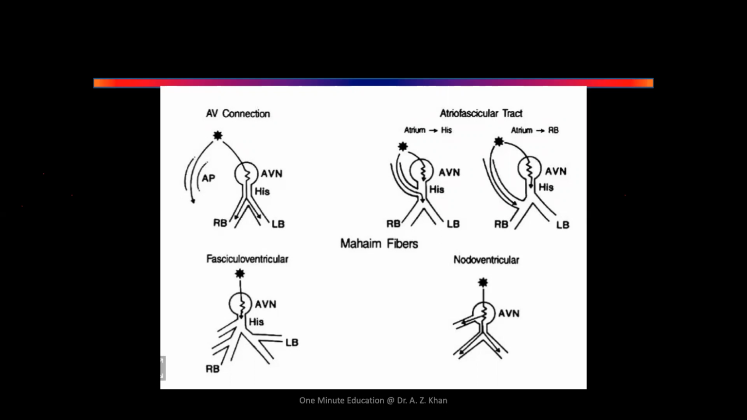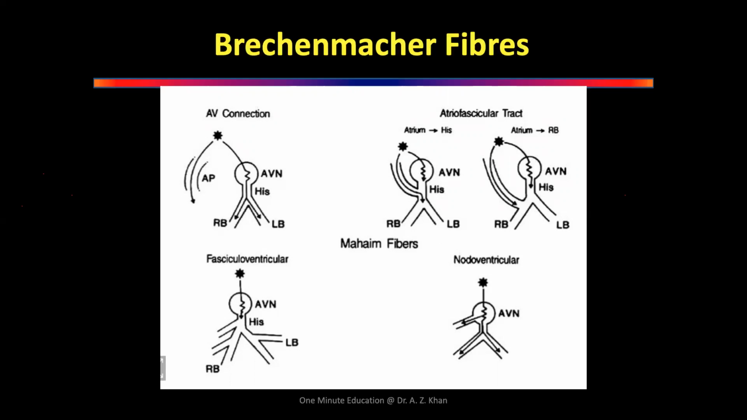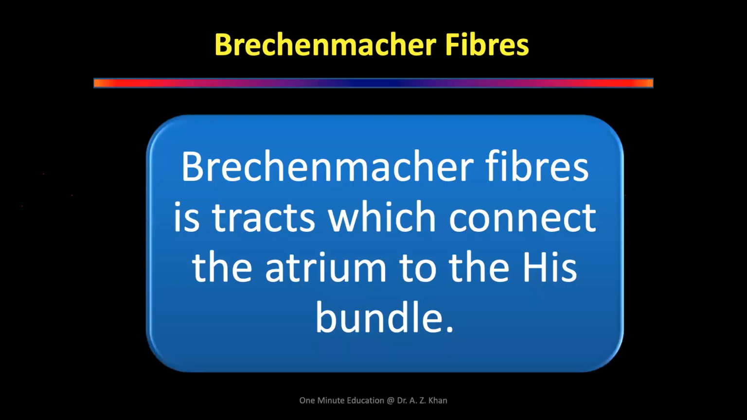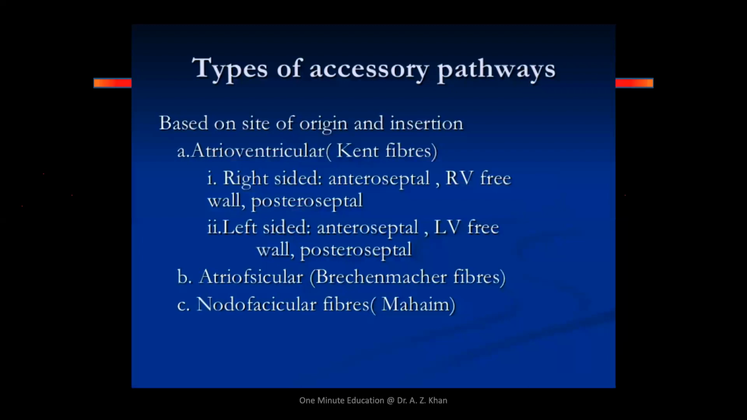So this is called Brechenmacher fibers, okay? Brechenmacher fibers are fibers which connect the atrium to the His bundle. They are a type of accessory pathways in the conduction system. You have atrioventricular fibers, which are called Kent fibers, atriofascicular fibers, which are called Brechenmacher fibers, and nodofascicular fibers, which are called Mahaim's fibers.